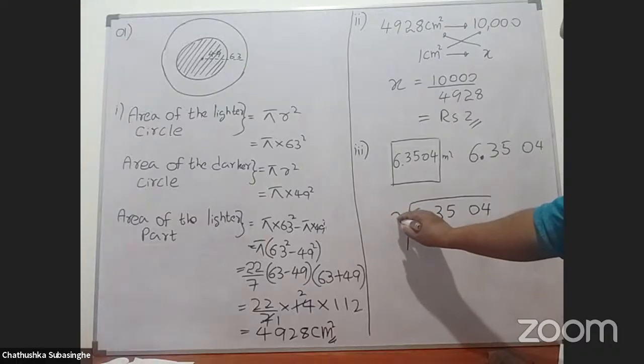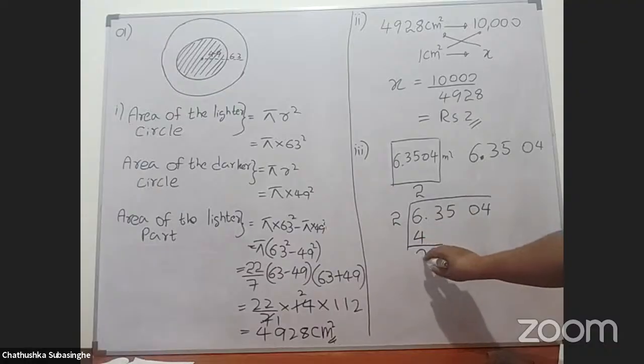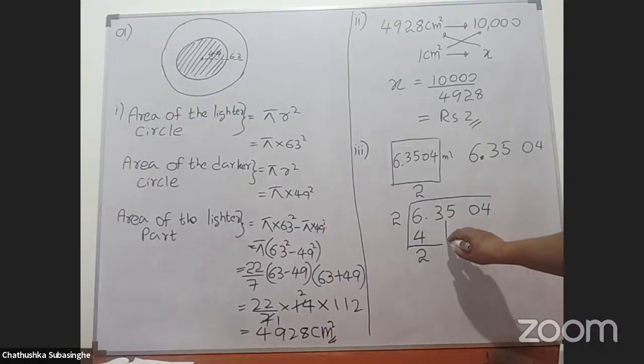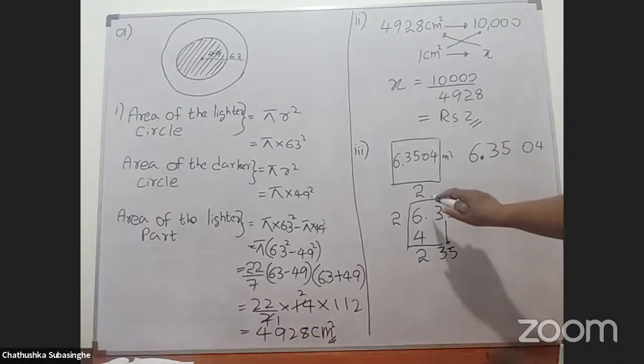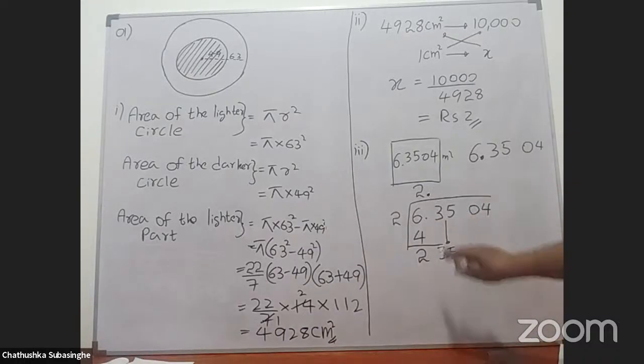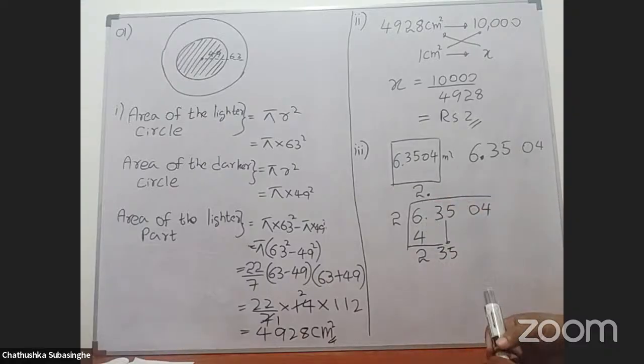So I'm writing 2 and 2 on top. Then 2 times 2, 4. 6 take away 4 is 2. Now after that, I bring down this 35. But remember, students, before I bring down that, I have to put the decimal point. It's normal division. So I put the decimal point and bring down the other pair. Now I have 235.